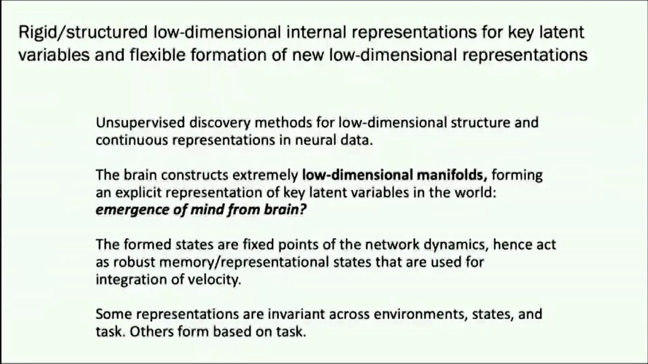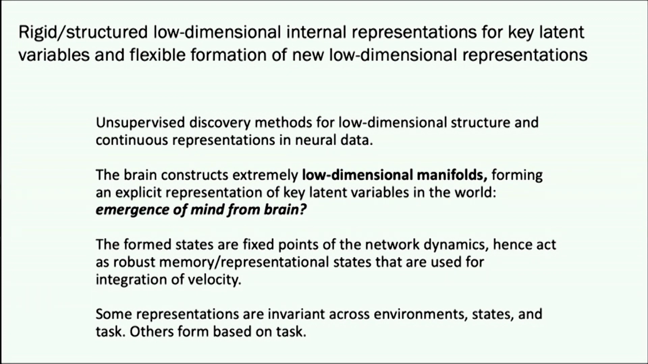So what I want to do now is end with my conclusions and say that the brain contains some very rigid and structured low-dimensional internal representations for these key latent variables that it extracts from the world, right? Compass direction and position are not supplied to the animal directly in any sense. It has to use all its senses to infer those variables, and it represents them using these very low-dimensional structures in the brain, right?